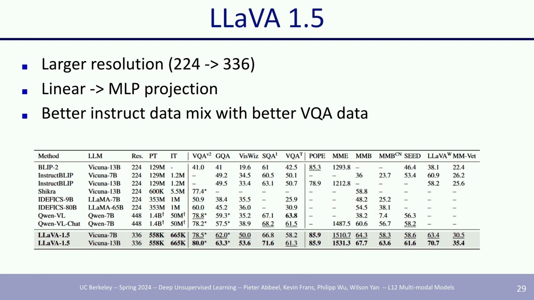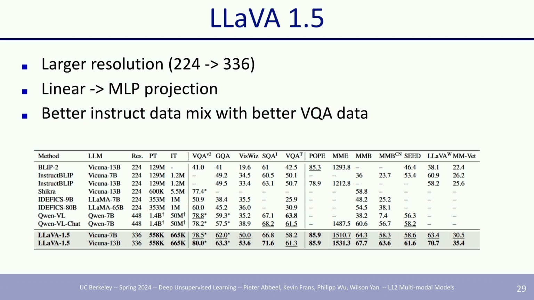Then they had more iterations of this work. They had LLaVA 1.5, with larger resolution, and they saw better performance. Instead of a linear projection layer, they used an MLP, maybe a 2-layer MLP. And they had better instruct data, with better VQA data, OCR data, and so on, to get better performance. They had some benchmarking against prior models here.